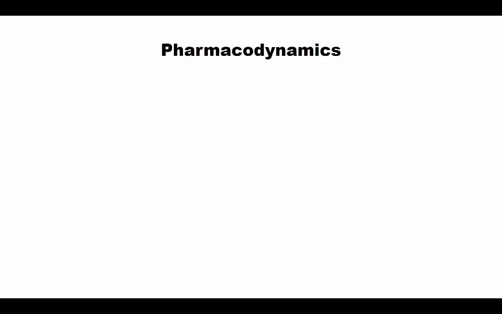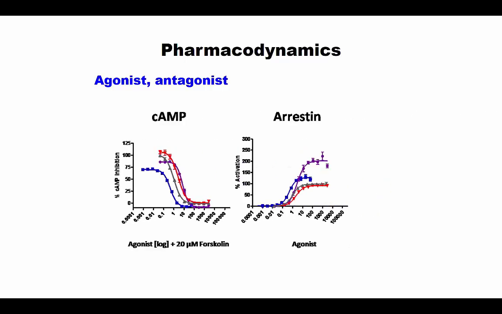Pharmacodynamic parameters can be in either positive or negative directions. If a molecule is activating, we call it an agonist. If it's inhibiting, it is an antagonist. So in this graph, can you tell if this is an agonist or antagonist? In the previous IC50 case, those were inhibitors. Inhibitors we can call antagonists, right? Now in these two graphs, cyclic AMP and arrestin, are these agonists or antagonists?